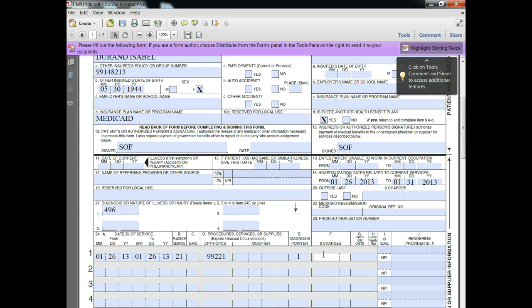The charge for the first day of admission is $145. Okay, so $145. She was only in there, obviously, her first day of admission is 1 day. That represents 1 day. So we have a charge for $145.